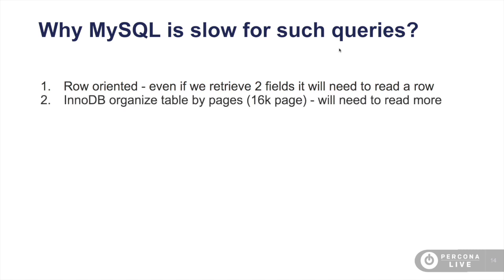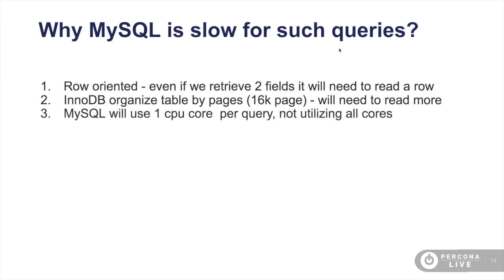In the case of InnoDB, it's even more, because InnoDB organizes data by pages. By default, it's a 16K page. So if we're reading from disk, it will need to read more. And finally, MySQL will use one CPU core per query and not utilize all the cores. That is one of my major concerns usually in terms of MySQL, and a major lack of feature, I would say, in standard MySQL, where one query will only utilize one CPU core.